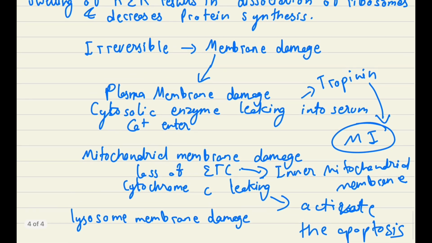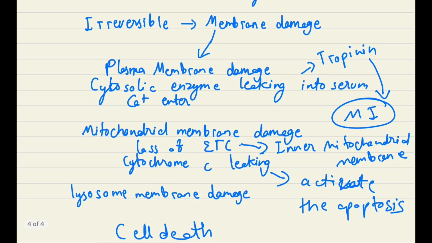If there is lysosomal membrane damage, then there is leakage of hydrolytic enzymes into the cytosol, which in turn are activated by the high intracellular calcium. So it also degrades the cellular components. So the end result of irreversible injury is cell death. It is the final stage of cellular injury.